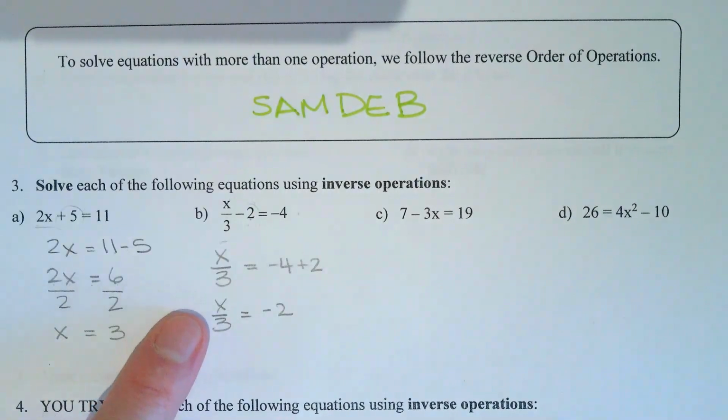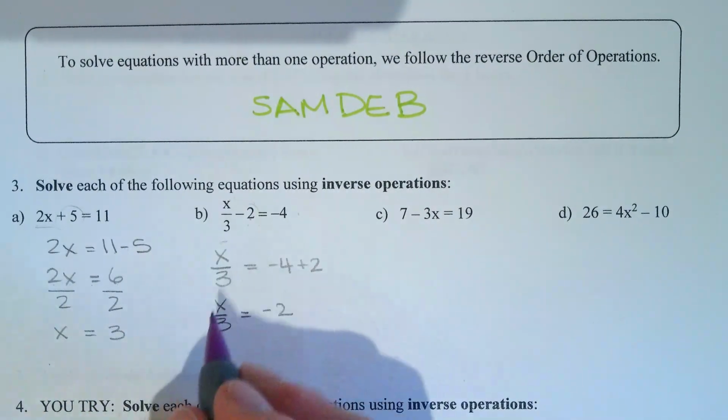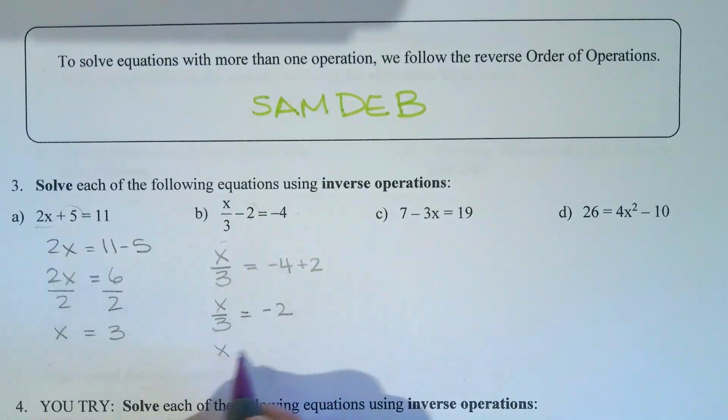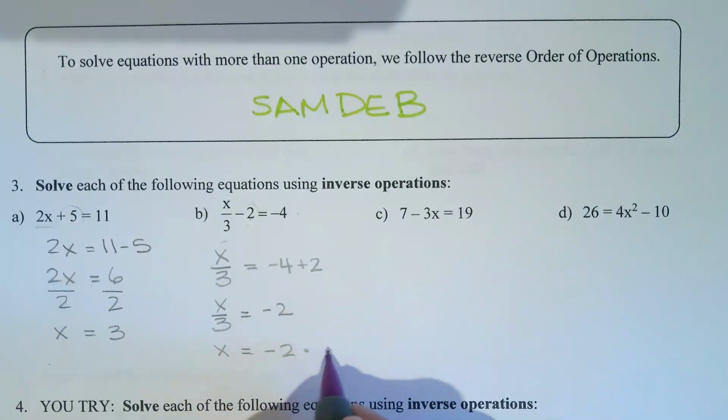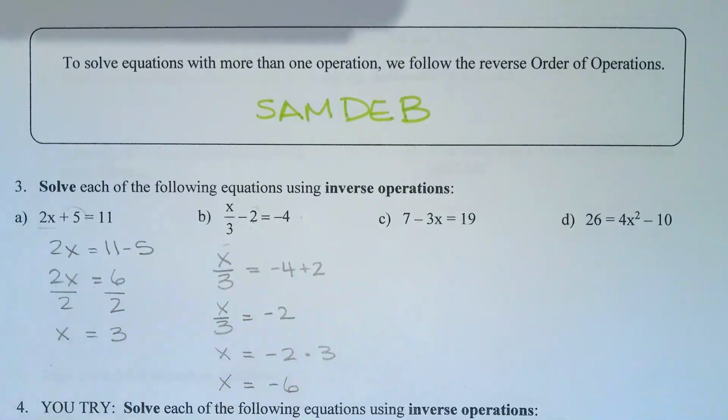Right now, x is being divided by 3. So if I multiply by 3 on this side, I get x. And I'm going to see what happens when I multiply 3 on this side. I get x is equal to negative 6.